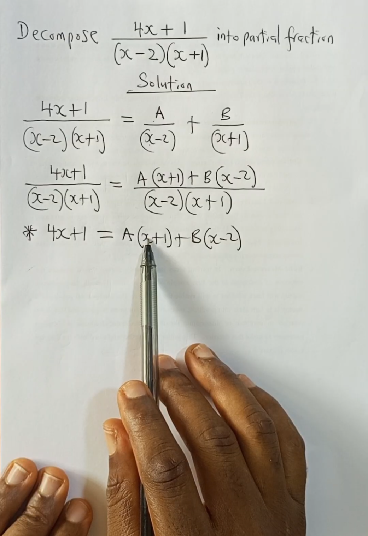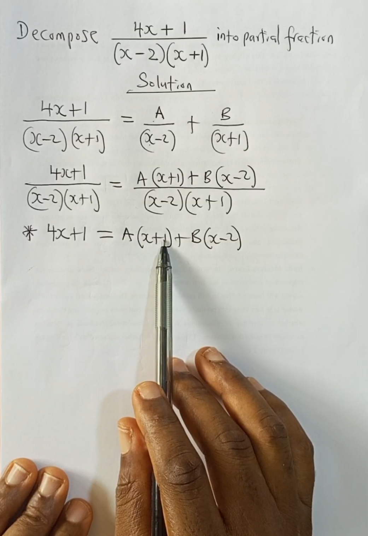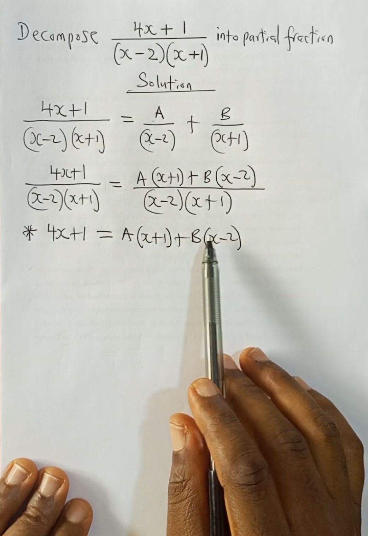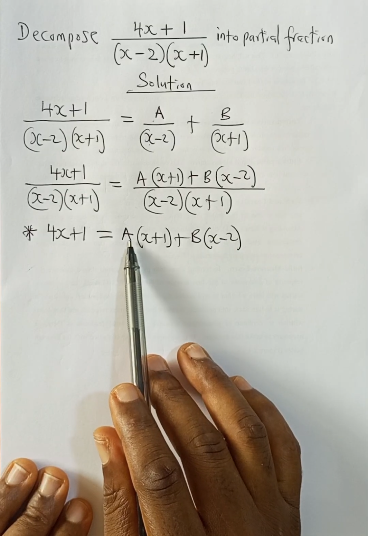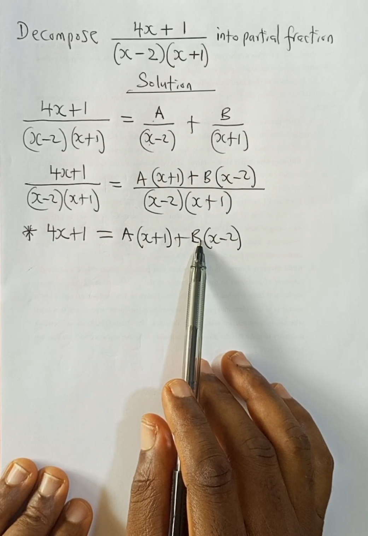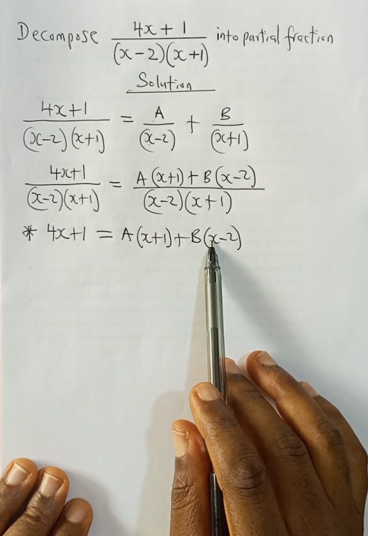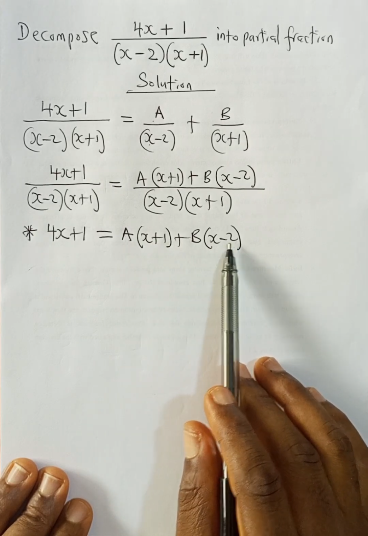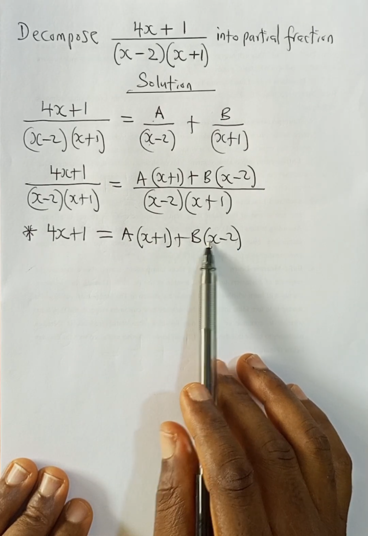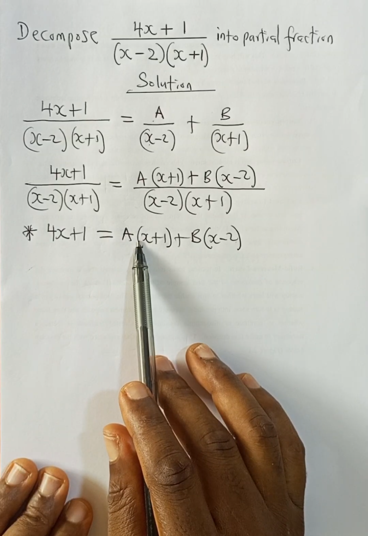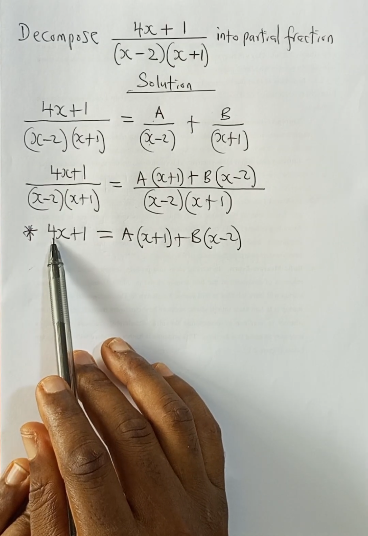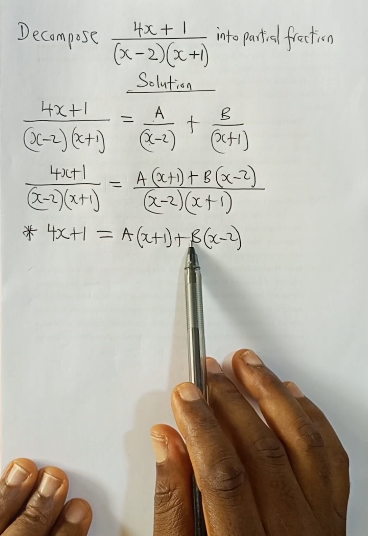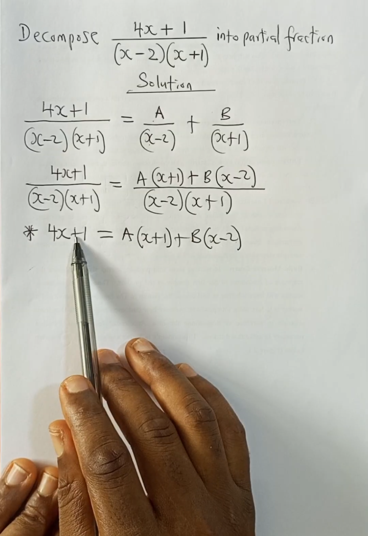A times S is AS, A times 1 is A. B times S is BS, B times minus 2 is minus 2B. Then we merge AS plus BS, then A minus 2B. So we factor out S and compare coefficients. That means the coefficient of the term that has S is equal to 4, because 4 has S here. The coefficient of the term that does not have S is equal to 1.